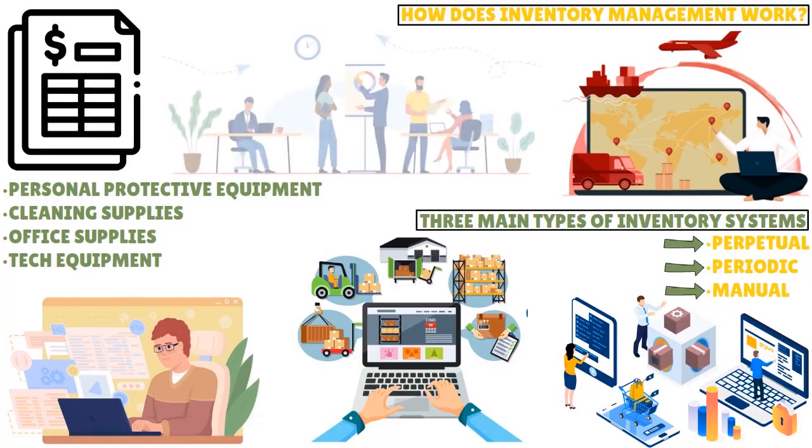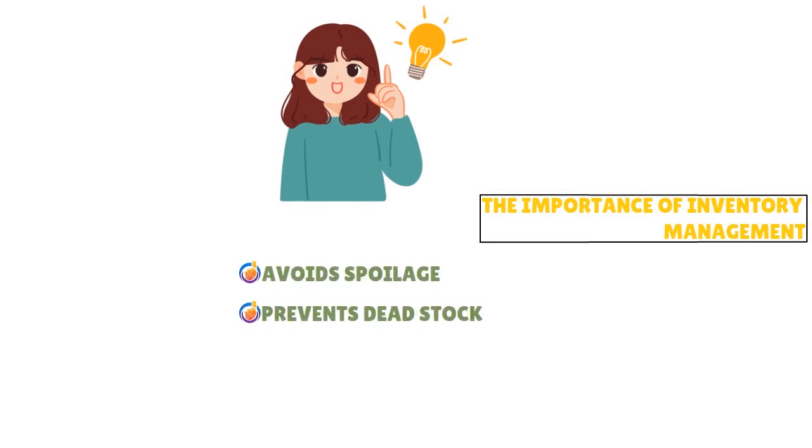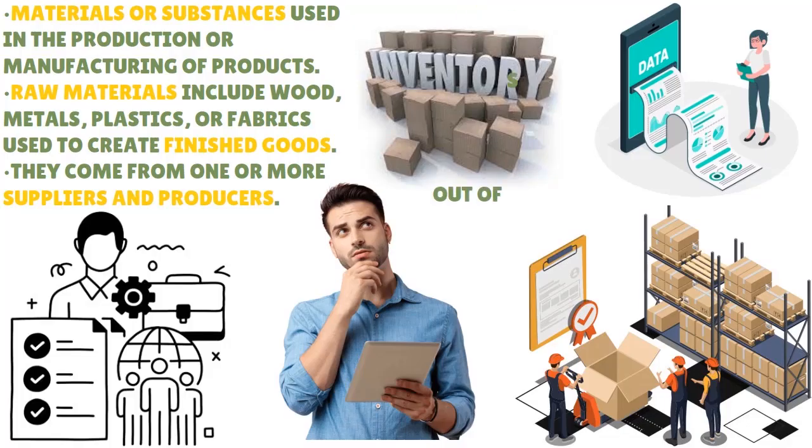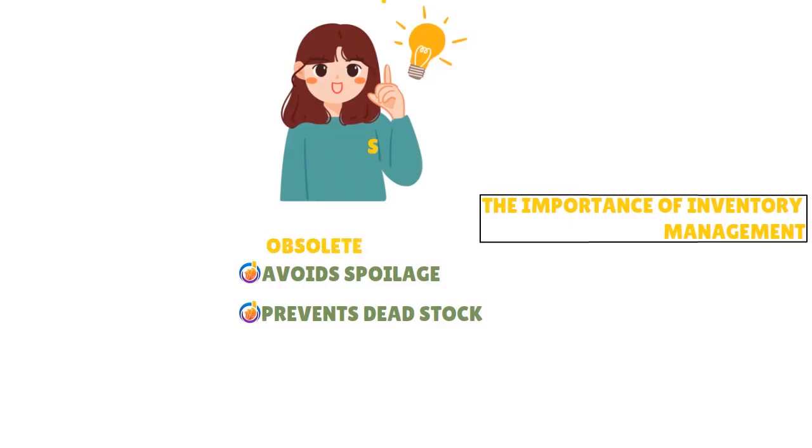Whether you are a small business or a company using enterprise resource planning, inventory management is important for several reasons. It's one of those things where you have to really have a clear idea about what works and what doesn't work. So you have the ability to avoid spoilage. You can prevent dead stock. Dead stock won't sell, not because it is expired, but because it may have gone out of season, out of style, or otherwise become irrelevant. That's what we call obsolete stock.